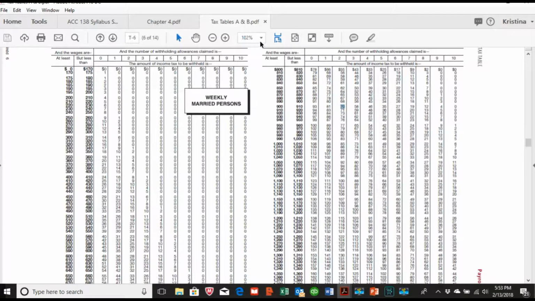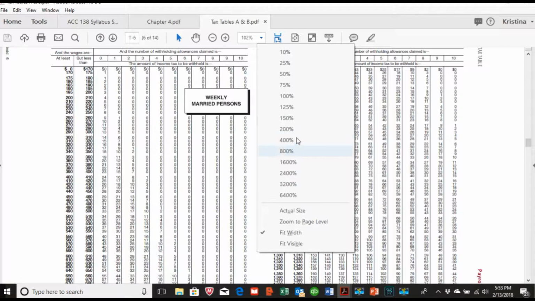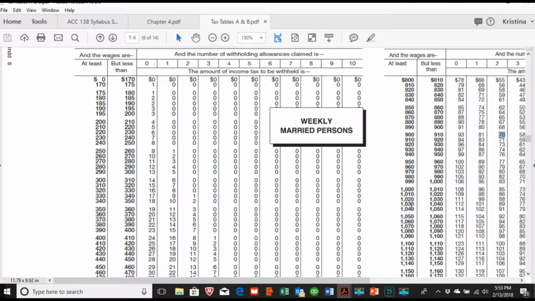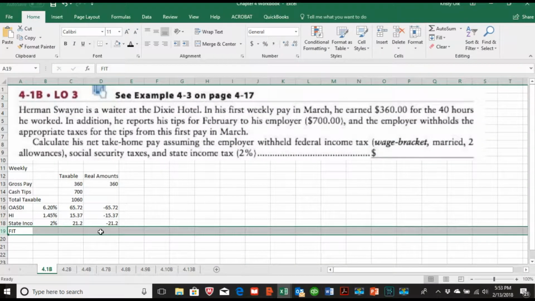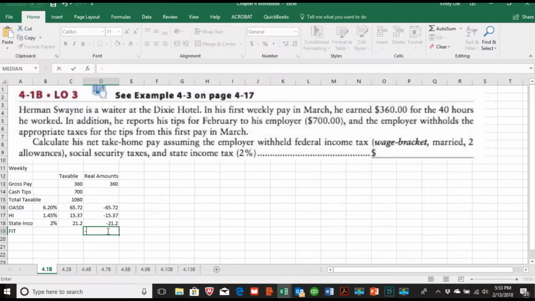You can't see this very well, so let me just blow this up a little bit more. It's going to take us a little bit to find it again, but it's okay. So here we have the 1,060. So they've made 1,060, but not up to 1,070. 2 allowances right here. We come all the way down, and it's $94. So we need to withhold $94 in relation to federal income tax.